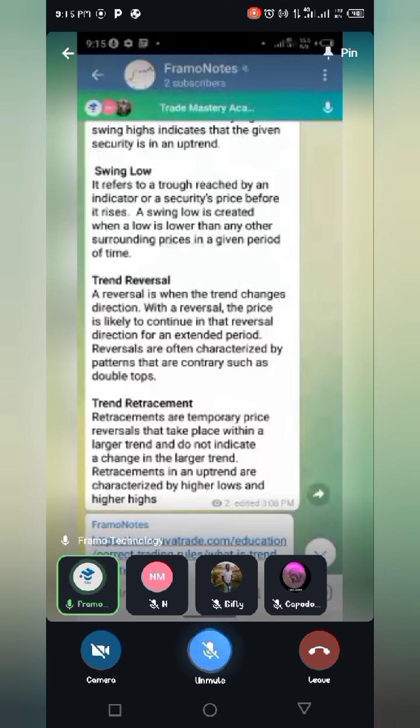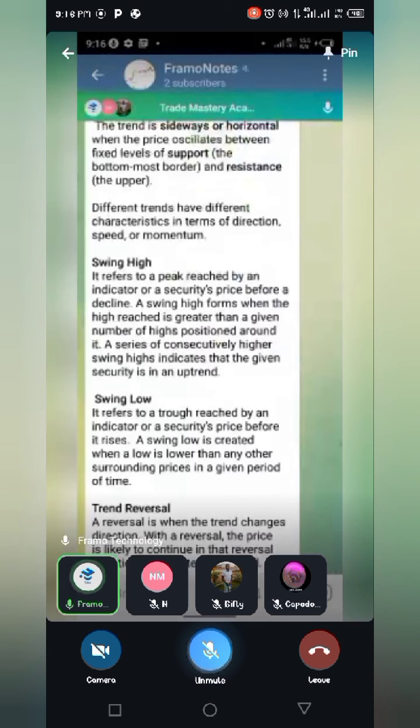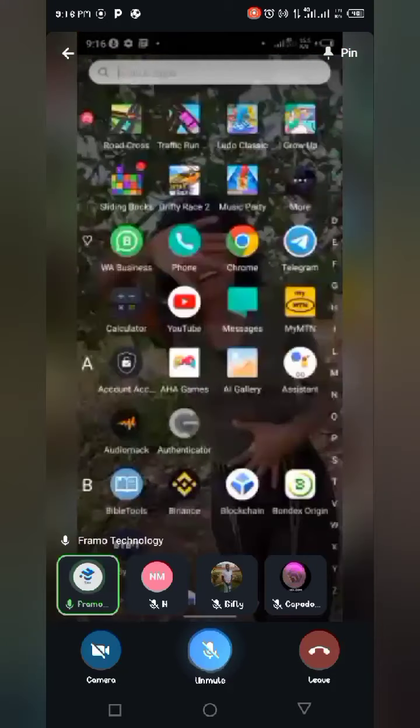You put your stop loss where there was a swing high or a swing low. That will be your stop loss. So we are learning as we go. I hope the trend and the terms here are well enough understood. Sorry.